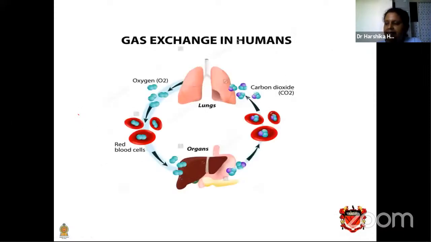Right, that is mainly about the simple acid-base balance. Now we are moving on to gas exchange, which is more important to you these days because of this COVID situation.